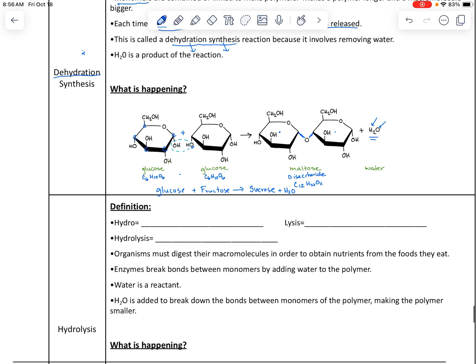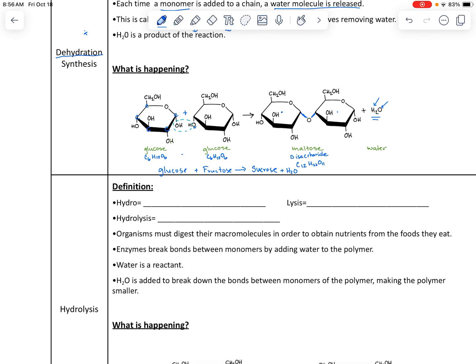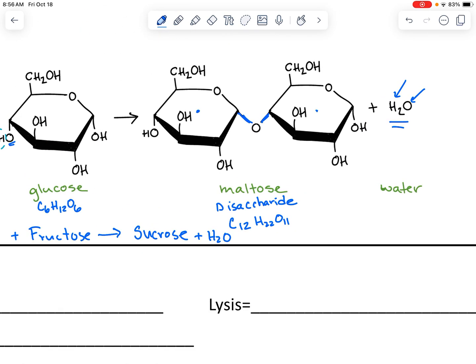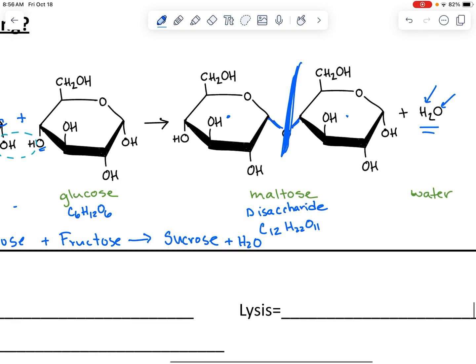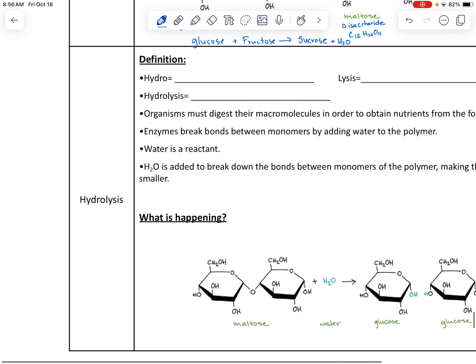Now, your body is able to go the other direction too. Obviously, when you eat carbohydrates, so you eat something like maltose, your body wants to be like, hey, wait a second, I don't want these in twos because that's harder to break down and use for energy. So it's going to want to break that bond. Hydrolysis is the reverse process. Hydro means water. Lysis means to break.